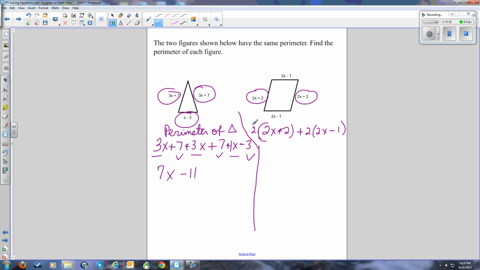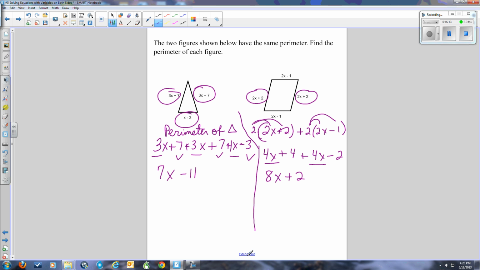Now let's go ahead and distribute. So 2 times 2x gives you 4x. 2 times 2 is 4. Now let's do the next one. 2 times 2x is 4x. 2 times negative 1 is negative 2. So now let's combine our like terms. We have 4x and 4x, which gives us 8x. And 4 and negative 2 gives us positive 2.